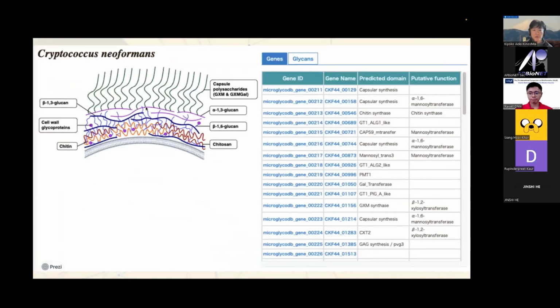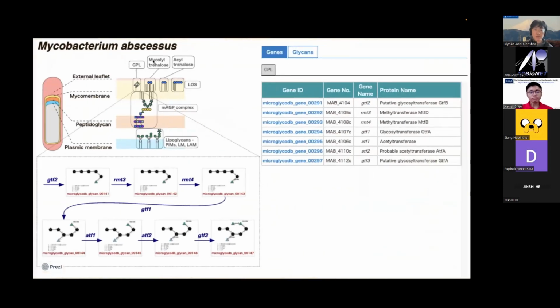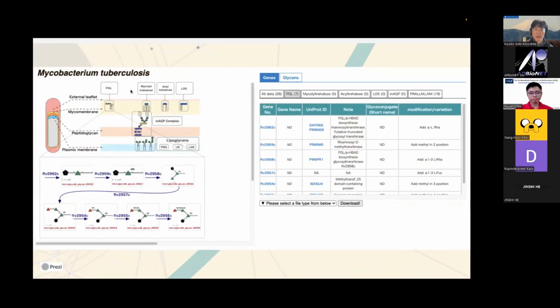For Cryptococcus neoformans, we don't have much glycan information, but we have the gene information, and so we display that. For Mycobacterium abscessus, similar to Campylobacter, we have images where you can click and get the pathway information, and the same thing for Mycobacterium tuberculosis.